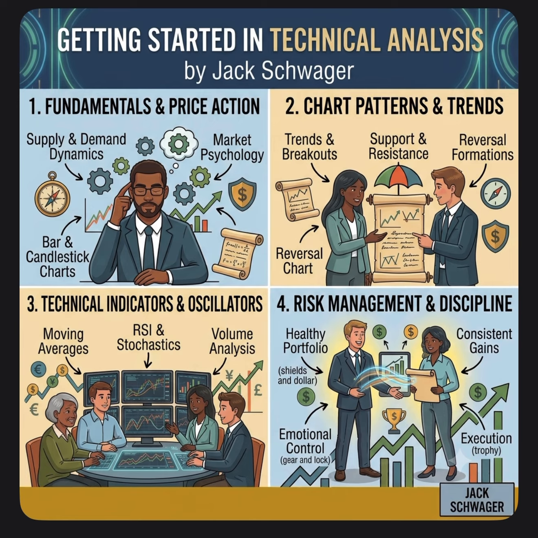Decoding chart patterns and reversals. Now that Alex understands trends, support, and resistance, he begins to see repeatable geometric shapes forming on his price charts. These are chart patterns, and they represent classic psychological battles between buyers and sellers. Schwager divides these patterns into two main categories: continuation patterns and reversal patterns.